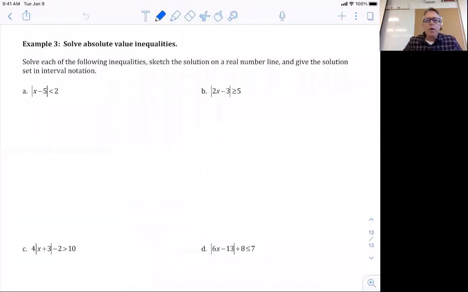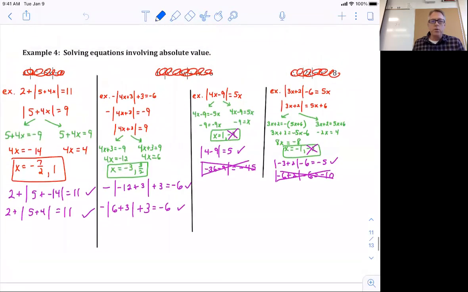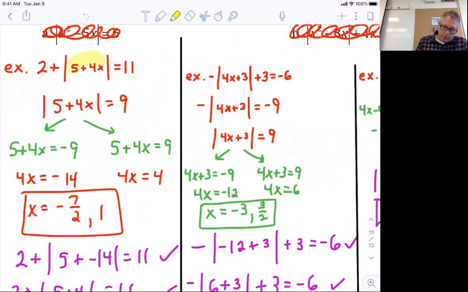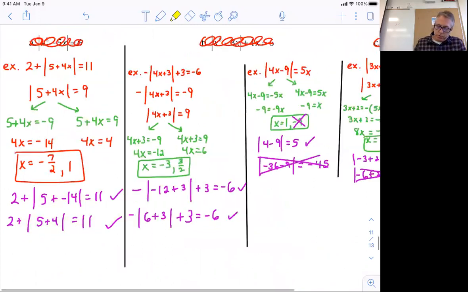All right. I'm going to do absolute value inequalities in just a moment. But let me back up a little bit. The last thing that we did were the absolute value equations, like we just did on our Kahoot. The idea is that you want to get the absolute value by itself, which we did here. And then you write two equations. You do the 5 plus 4x equals -9. And then you do the 5 plus 4x equals +9. And then solve both of those. And then don't forget to check them, because we sometimes get extraneous solutions when it comes to absolute values.